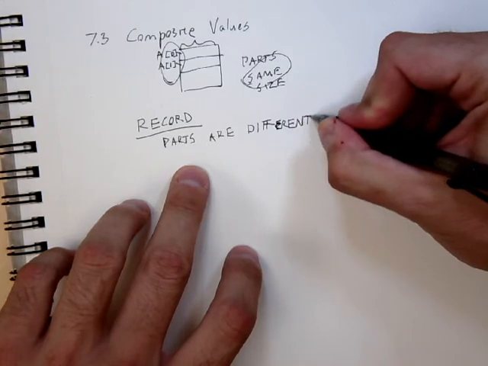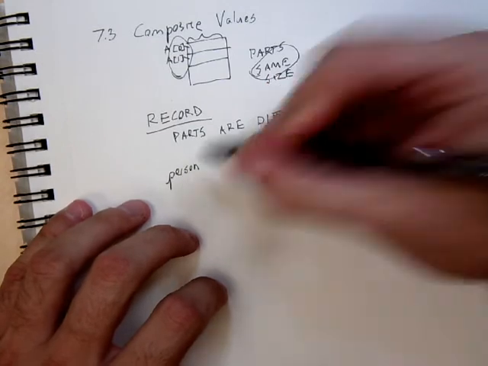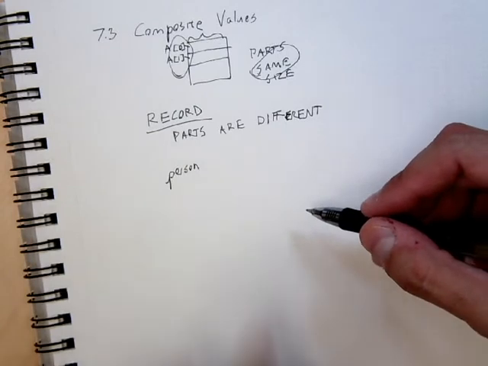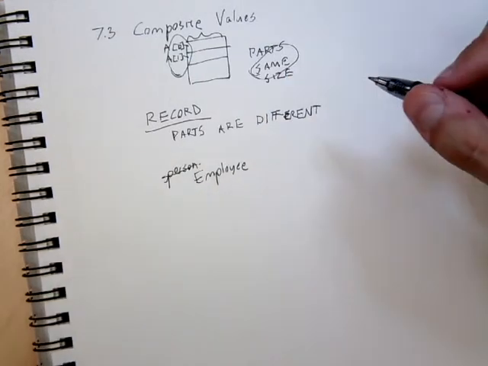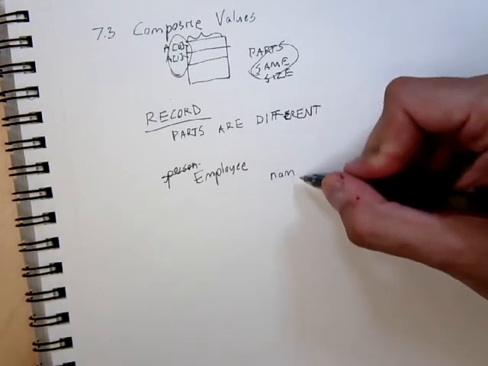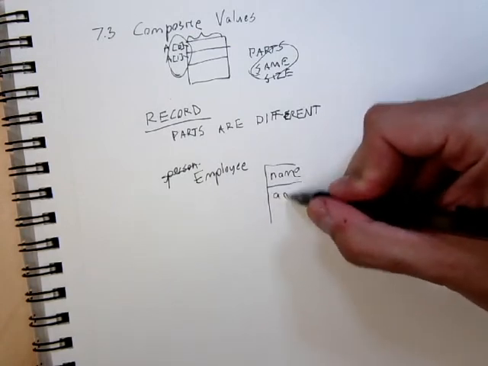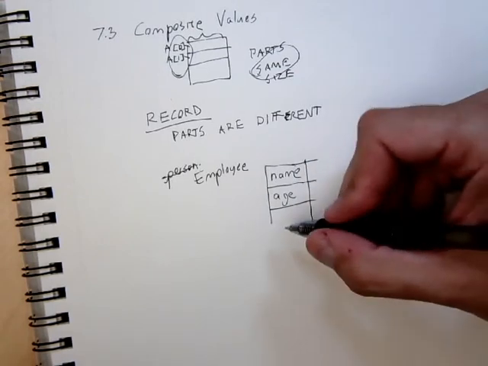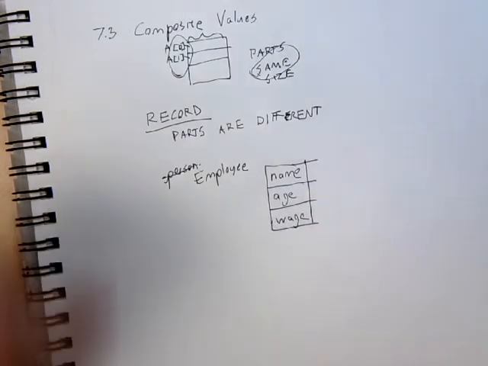Pardon the messy handwriting. As an example, consider the case of a person. I might want to have a data structure to represent a person, an employee. That's what your book does, so I'll try to follow your book. Your book says an employee has a couple of fields. It has a name, an age, and let's just say a wage. They put hourly wage in your book, so how much you would want to pay your employee.